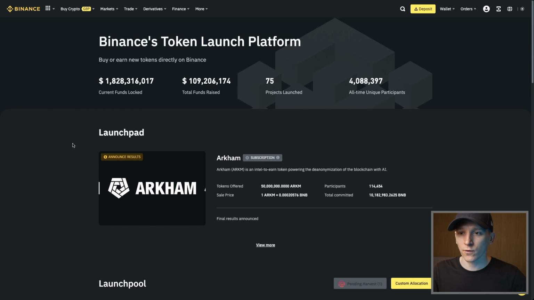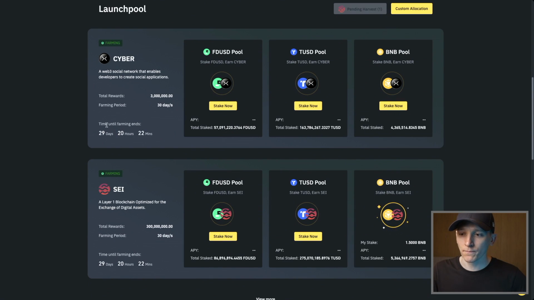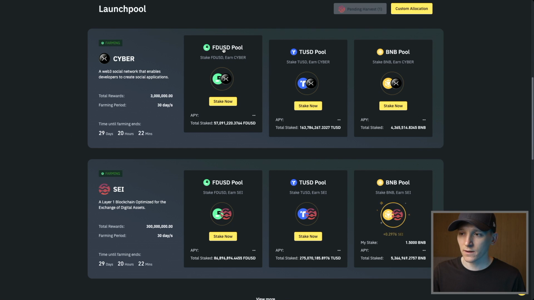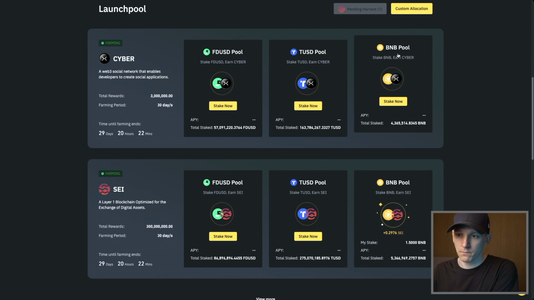So if you come back to the Launchpad page, just scroll down here, you can see Launchpool. So there are 2 ongoing at the moment, and they are lasting for around 30 days each. You can stake one of 3 tokens as of right now, which is FDUSD, which is a stablecoin, TUSD, another stablecoin, and then BNB itself. If you have any of those, you can stake them, and over a period of time, you actually get some rewards back in the new token.